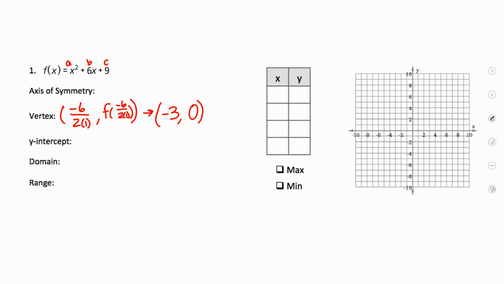Our axis of symmetry, remember, is just the x value from our vertex. So that's negative 3. Oh yeah, x equals negative 3. Our y-intercept is 0, where c is, so 0, 9.